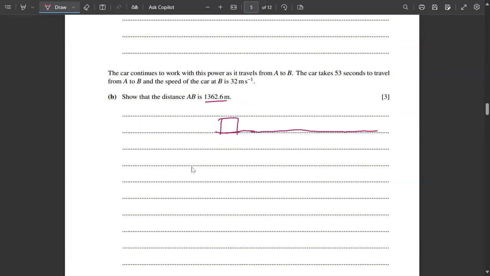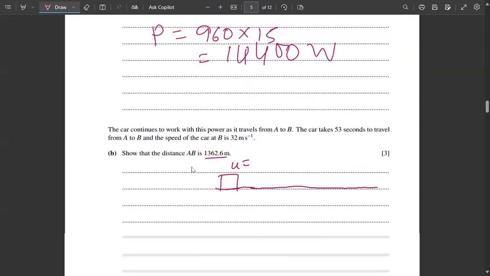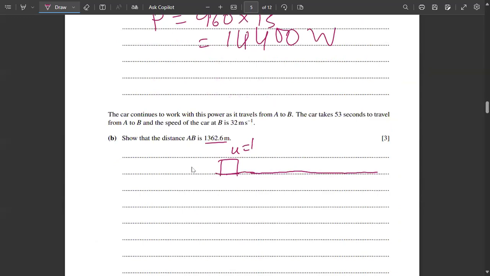So here, initially the velocity was 15 meter per second at A. And at B, the car speed was 32 meter per second, the final speed. And the time taken for the car to travel was 53 seconds.